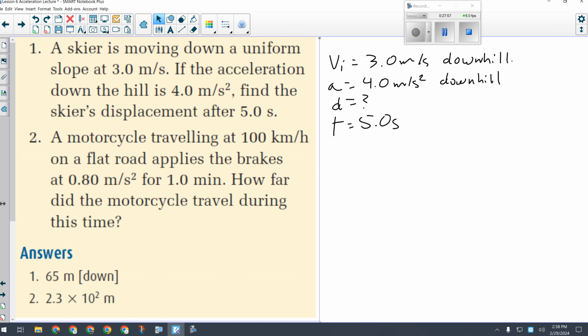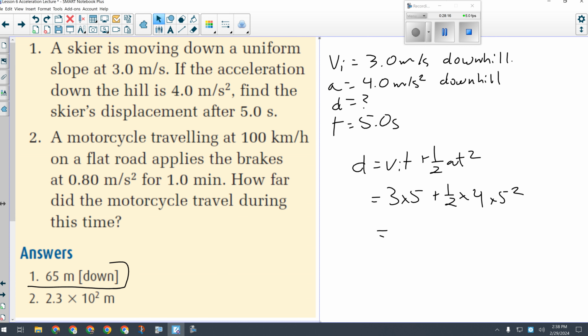All right, so D equals VI times T plus 1/2 AT squared. We're just plugging in our numbers here. So 3 times 5 plus 1/2 times 4 times 5 squared. All right, and that should give us 65 meters, but not down, downhill.